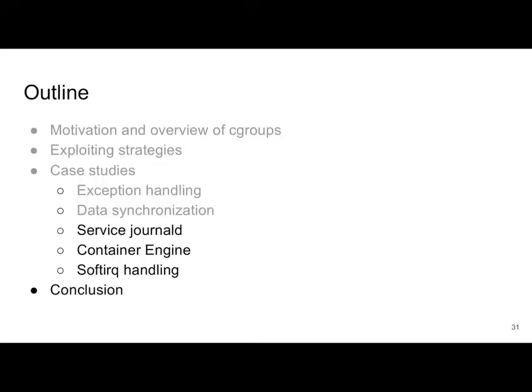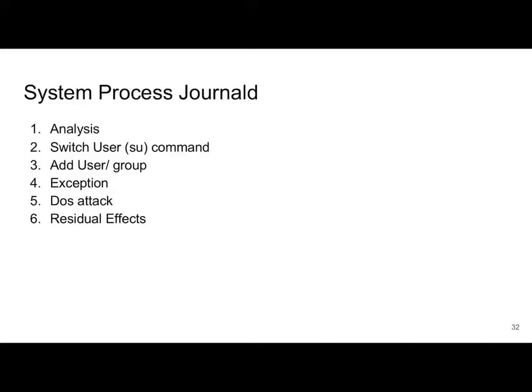Now we have seen the inefficiencies or exploitation of cgroups by exception handling and data synchronization errors. Now we're going to see the journal service, which is a logging service in the Linux kernel system, and how we can exploit it. In the journal system process, we're going to see a little bit about the journal service and analysis, and about the su command, by which we can switch the user and how it affects the processes of other cgroups and gives an advantage in the local system running the su command, or how the exceptions came in, how we can add a user or a new group, which also affects the cgroups, and the denial of service attack and residual effects.